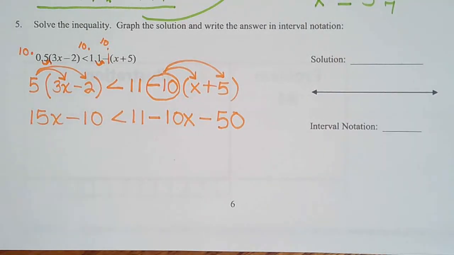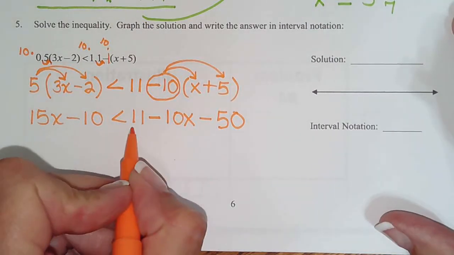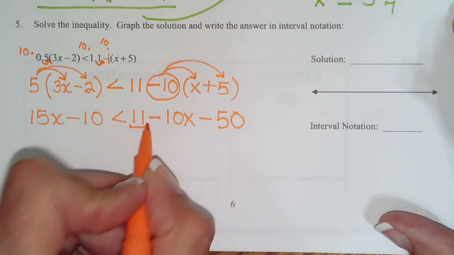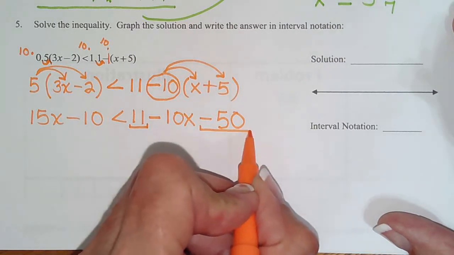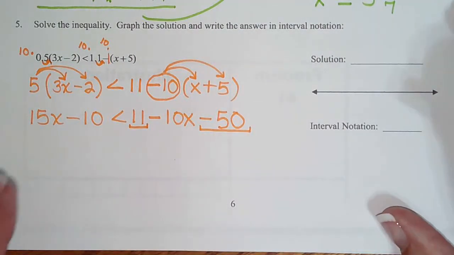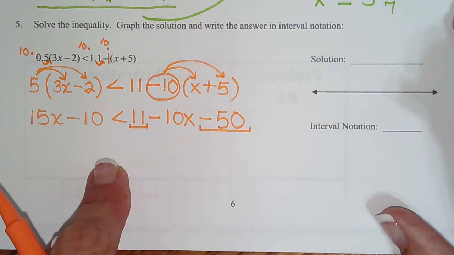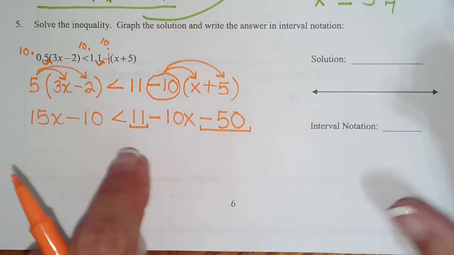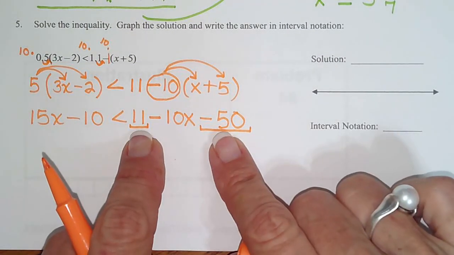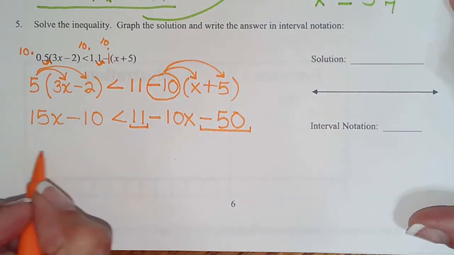So now we're ready, we got rid of the fractions or decimals. We distributed. Now we're ready to combine like terms. And there's only one set of like terms, and they are right here, 11 and negative 50. So you should only have one x and one number on the left and one x and one constant on the right. So when I saw 3 terms, I knew I had like terms there.